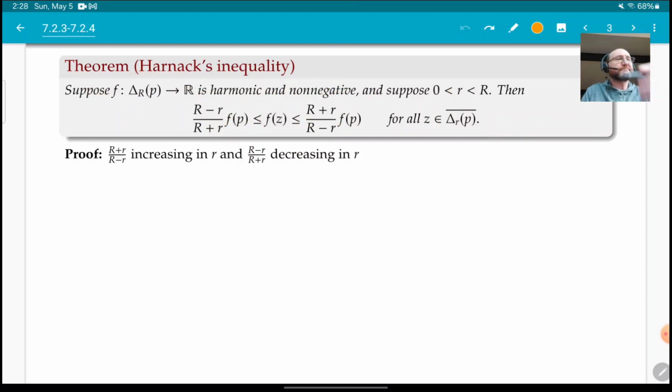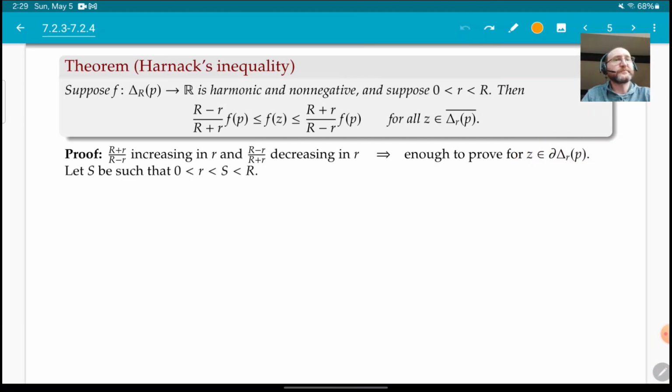So first in the proof, let's look at these constants as a function of little r. The upper one is increasing in r, and the lower one is decreasing in r. What that means is that we only need to prove this for z in the boundary of this disk, because if you want to prove it for some point inside, you could have just proved it for a smaller disk where that point is now on the boundary of that smaller disk, and then extrapolate. So we're going to actually prove a stronger inequality. We really just need to worry about z on this little r circle.